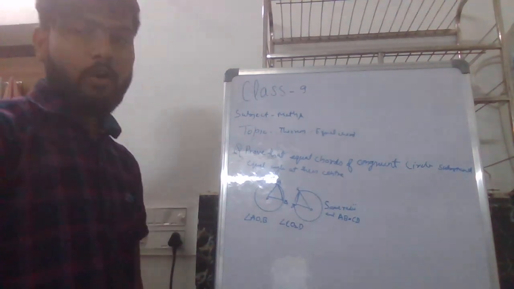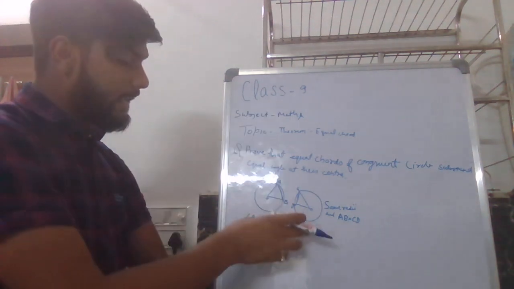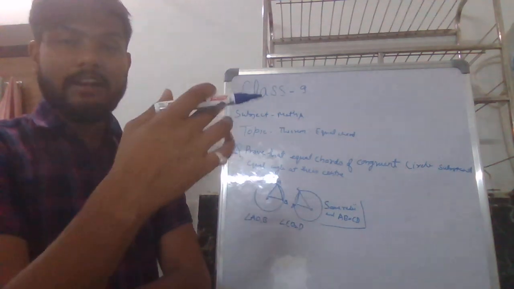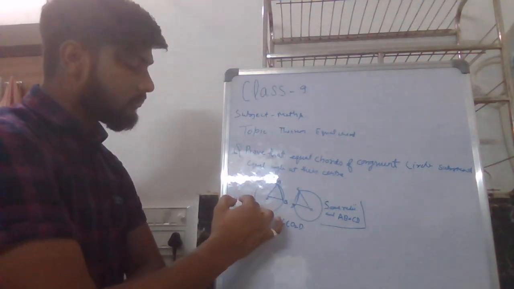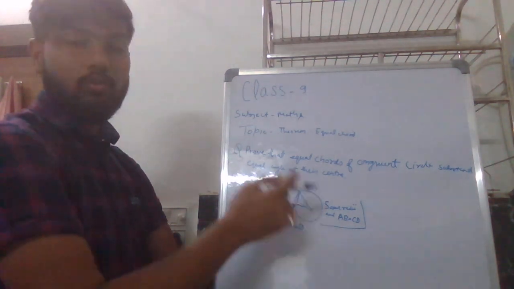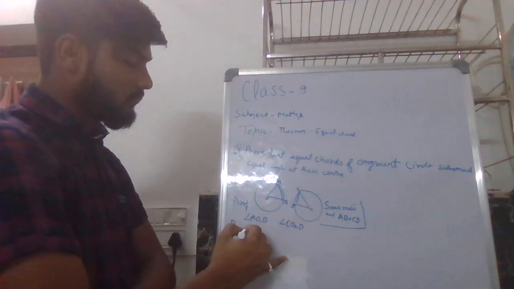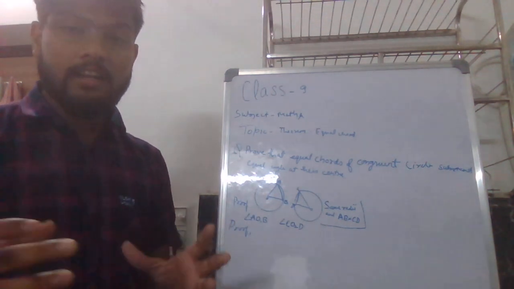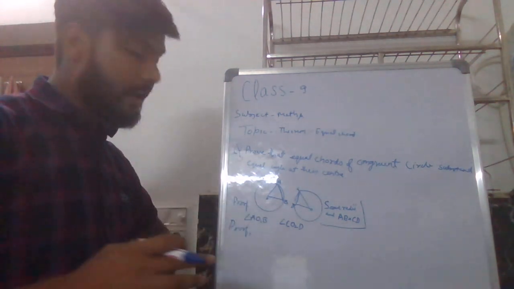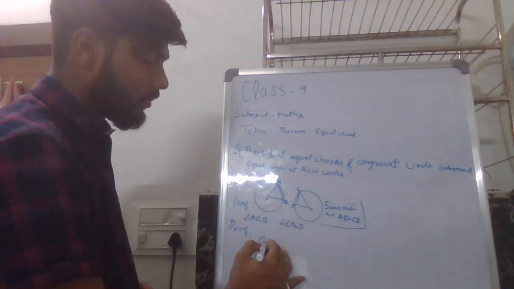Okay, so here what is given: we have two circles of the same radii, and AB is equal to CD. After that, we have to prove triangle AO1B is congruent to triangle CO2D. So what is the proof here? We can consider triangle AO1B and triangle CO2D.